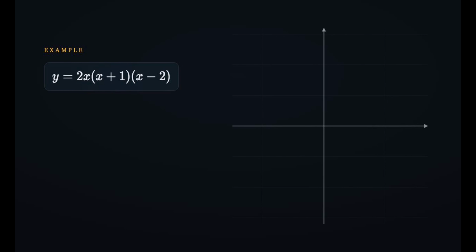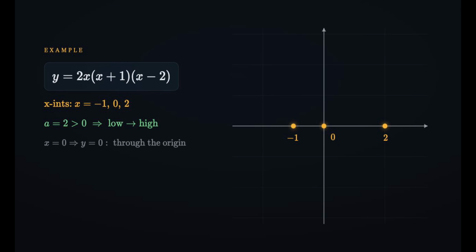Let's do an example. y = 2x(x + 1)(x - 2). Here the x-intercepts are 0, -1, and 2. a is equal to 2 here, so the cubic starts low and ends high. Subbing in x = 0 gives y = 0, so it has a y-intercept of 0, which means it goes through the origin. Let's draw it. We'll start low and go up to the first x-intercept, turn around, go down to the second, then turn around, then go up to the third and shoot up.